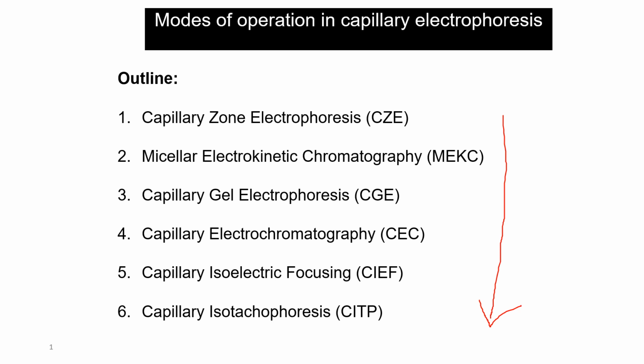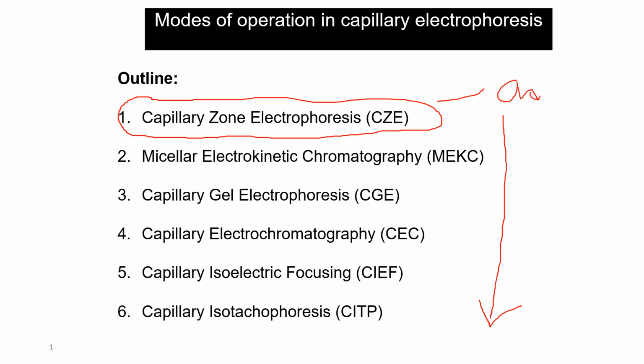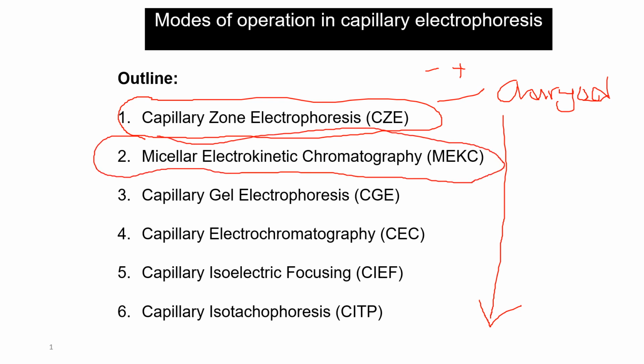The most common one is, of course, the first one, capillary zone electrophoresis. This is only for charged analytes. This is in line with the initial principle of CE, negatively charged or positively charged. And then from the first mode, researchers found out how we can analyze neutral analytes, because we also have analytes that are neutral, right? So it came out with micellar electrokinetic chromatography, MEKC, the second mode of operation in CE.